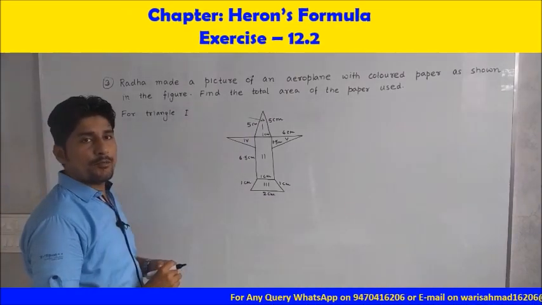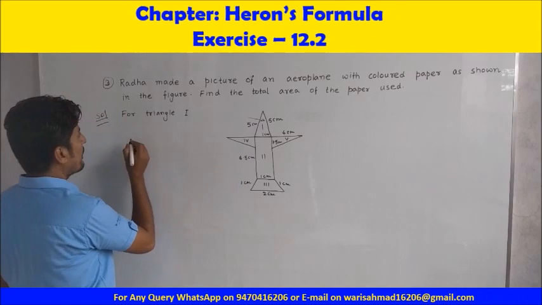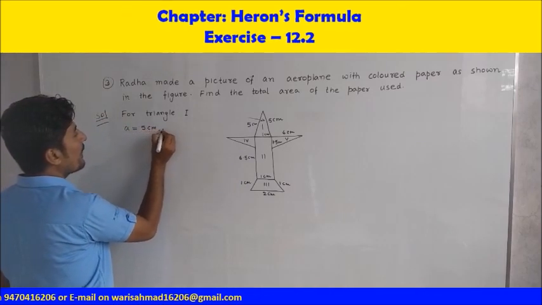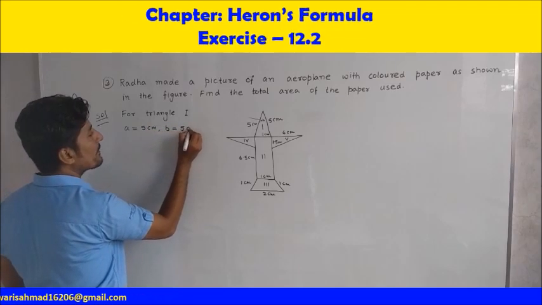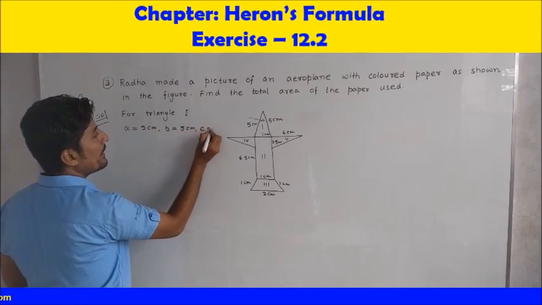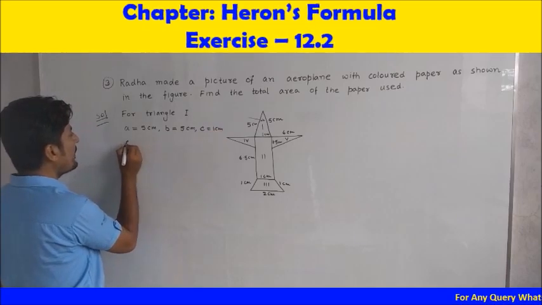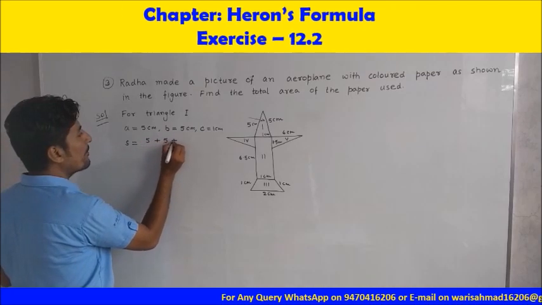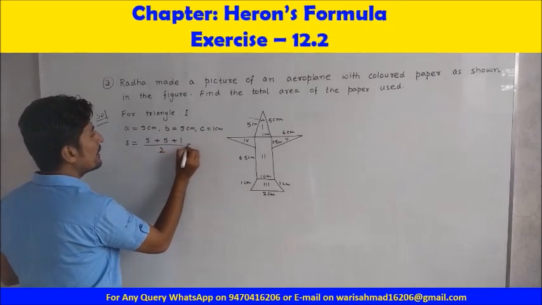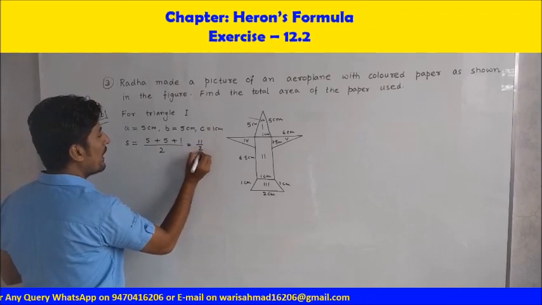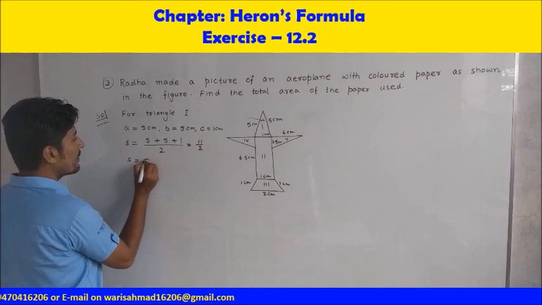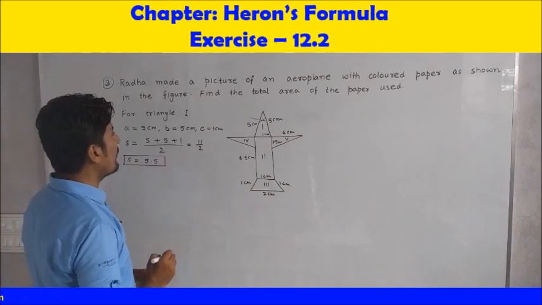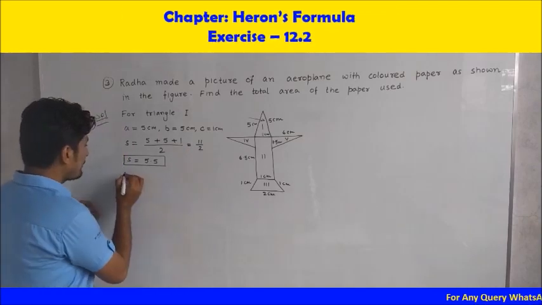We can use Heron's formula to find the area of this triangle. So here value of A we can write 5 centimeter. Value of B also we can write 5 centimeter, while value of C we can write 1 centimeter. After that we will find the value of semi-perimeter. That will be equal to (5 + 5 + 1) divided by 2, which is 11 upon 2. And finally we can say the value of S is equal to 5.5 centimeter.